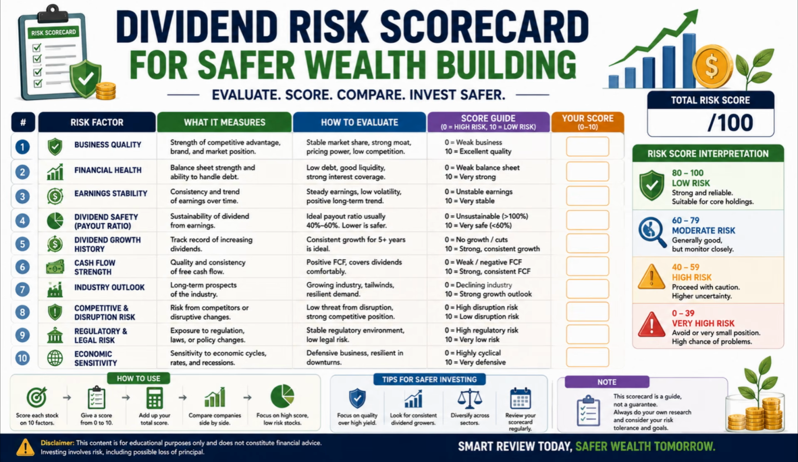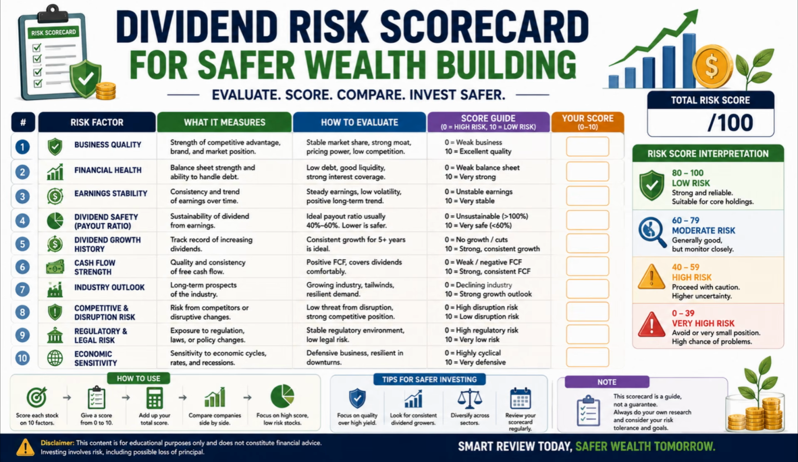A total score between 80 and 100 may indicate low risk and a strong candidate for a core portfolio holding. A score between 60 and 79 may indicate moderate risk, meaning the investment could still be attractive but should be monitored carefully. On the other hand, a score between 40 and 59 may indicate high risk and greater uncertainty. A score below 40 may represent very high risk, suggesting that the investor should avoid the stock or keep the position very small.